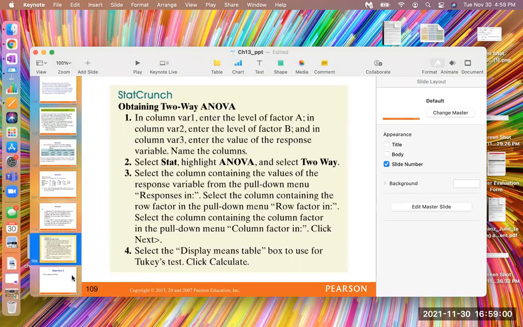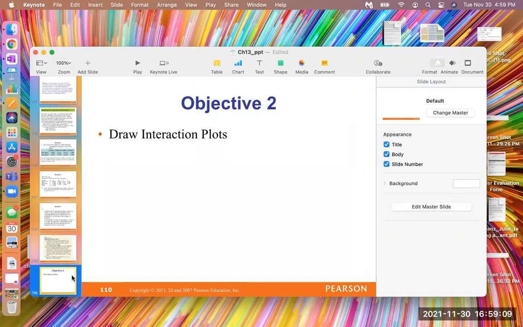And I put information here. If you use StatCrunch, you can also use a program called Minitab to do two-way ANOVA. The next thing I wanted to go over for you guys is that you can draw interaction plots to see the actual interaction that's going on between the two variables.